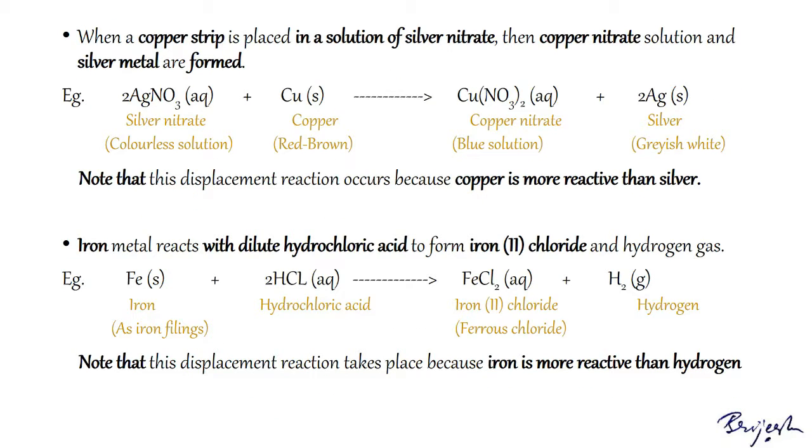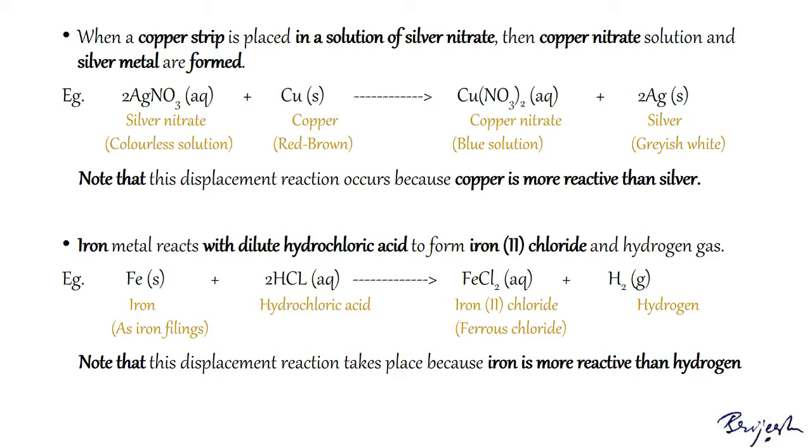Next example, when a copper strip is placed in a solution of silver nitrate, then copper nitrate solution and silver metal are formed. In this case, copper displaces silver from silver nitrate compound. Thus, this displacement reaction occurs because copper is more reactive than silver. A shiny grayish-white deposit of silver is formed on the copper strip and the solution becomes blue due to formation of copper nitrate.